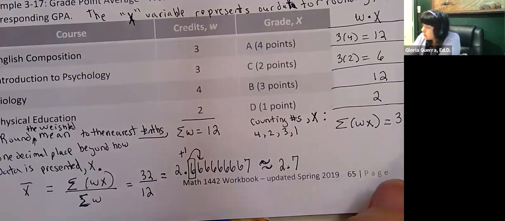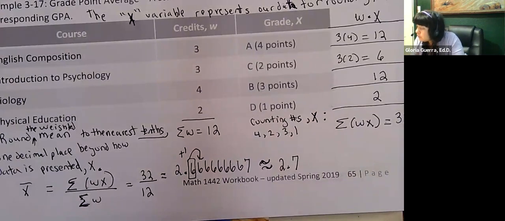All right. And then there's really nothing to label. There's no units on that, so that's fine. That's called a weighted mean. So we had English, psychology, biology, and PE. And those were the grade points. A's are worth 4, B's are worth 3, C's are worth 2, D's are worth 1. And if an F is earned, those are worth 0 grade points.